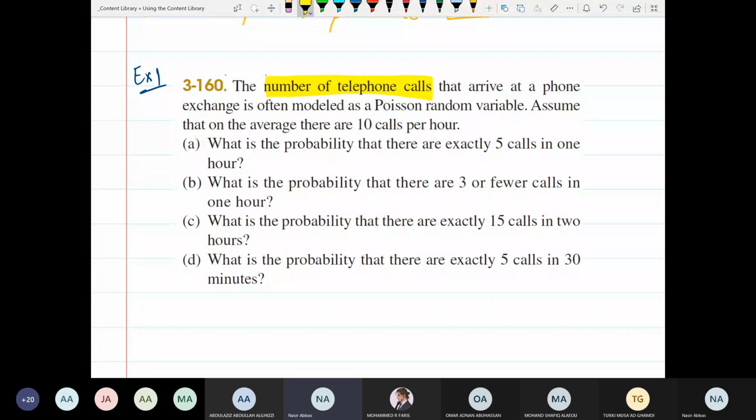Assume that on average there are 10 calls per hour. Look at this. This is very important information. There are 10 calls per hour. That's the average number of calls per hour. That's lambda.